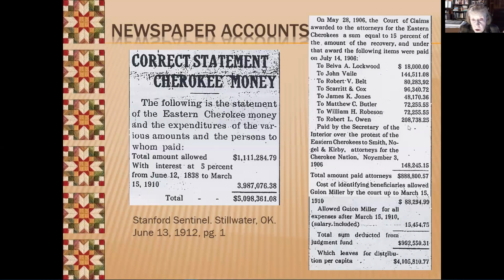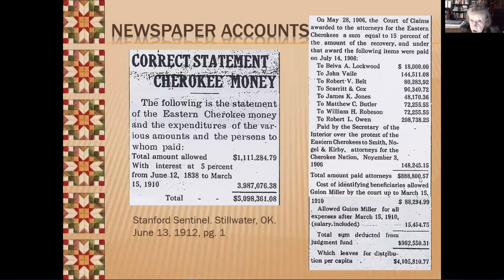Now that's unusual. And then it says, paid by the Secretary of Interior over the protest of the Eastern Cherokees to Smith, Nogle, and Kirby, attorneys for the Cherokee Nation. They got $148,000. So remember, this is $5 million. The total amount paid to the attorneys was $888,800.